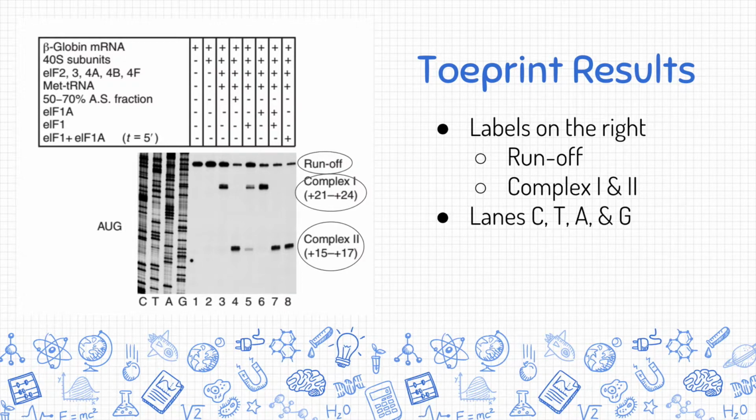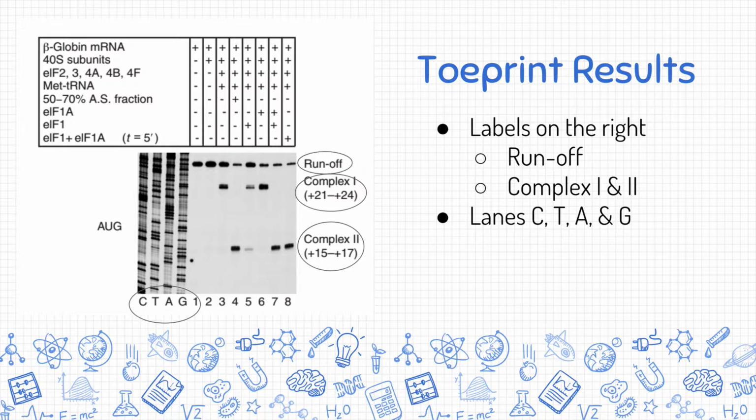For complex 2, the leading edge of the 40S subunit was between positions +15 and +17 relative to the A of the AUG initiation codon. This is about where we would expect it if the 40S particle was centered on the initiation codon.